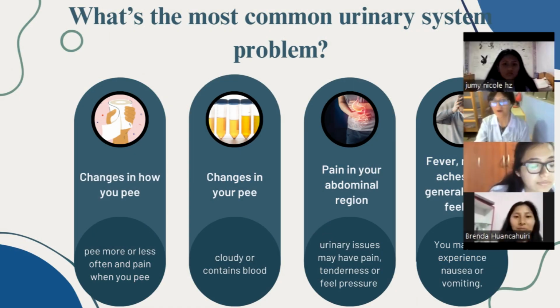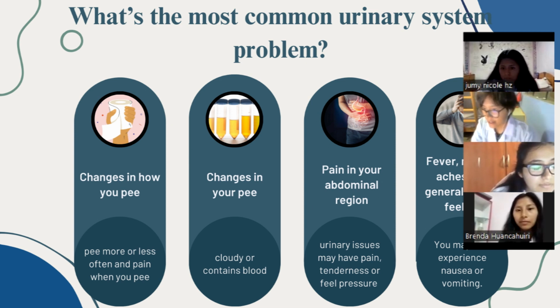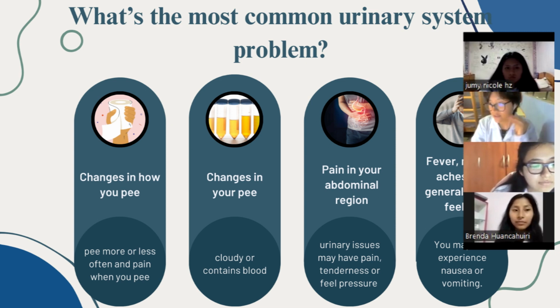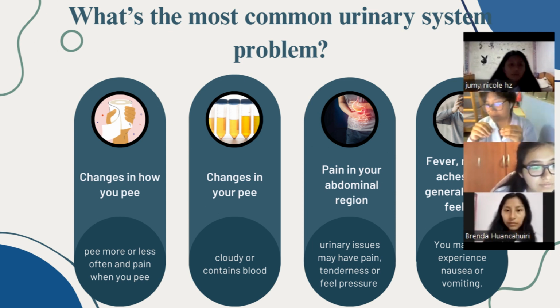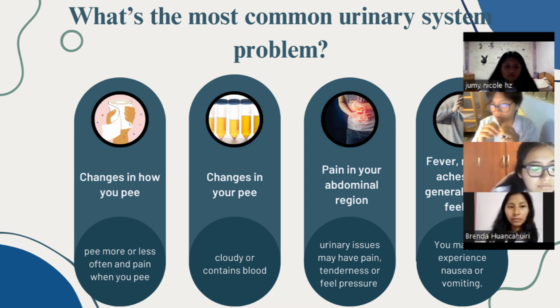Next, please. What's the most common urinary system problem? Symptoms vary depending on what condition you have. Many conditions share similar symptoms, like change in how you pee. This could include many different symptoms, like having to pee more or less often, and pain when you pee. Another, change in your pee. This may include pee that's brown, cloudy, or contains blood.